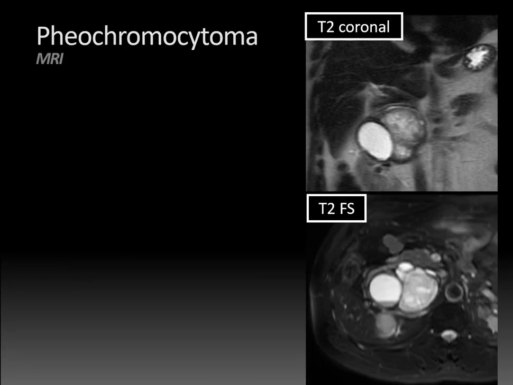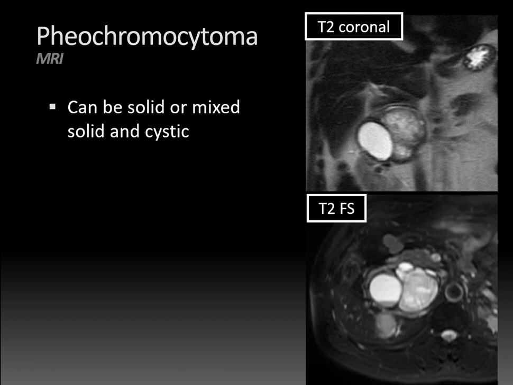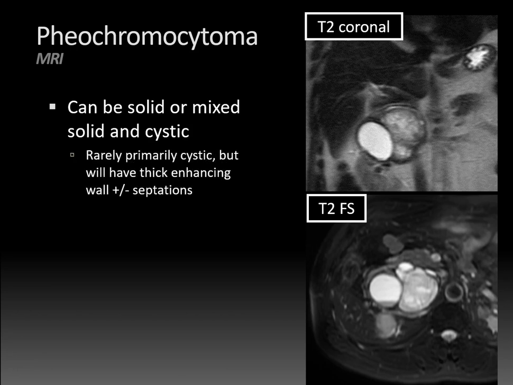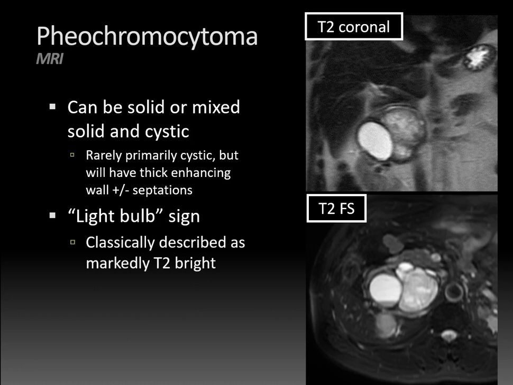Now, looking at pheochromocytoma on MRI, again, it can be solid or mixed solid and cystic. It's rarely primarily cystic, but it usually has some thick enhancing wall and possible septations. And the light bulb sign is classically described as a markedly T2 bright appearance of the pheochromocytoma, as in this case. Remember that fluid will be bright on T2 weighted images. You can see the CSF in the spinal canal is very bright on that lowermost T2 fat saturated image.